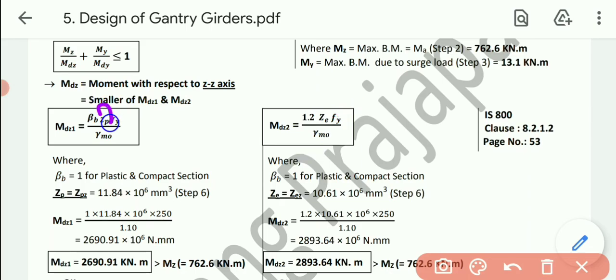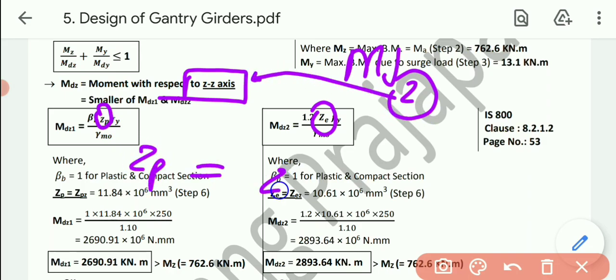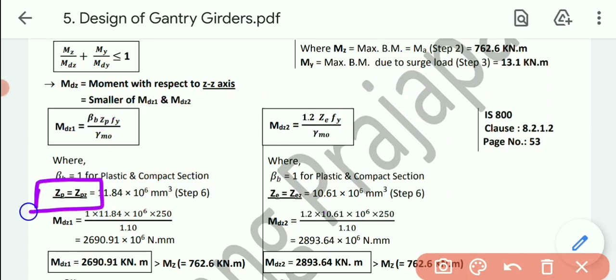So the unknown parameter in this formula is Zp, and in this formula Ze. As we are going to design moment with respect to the ZZ axis, Zp and Ze both are unknown parameters. We have values of Zpz as well as Zpy, similarly Zez and Zey. As we are calculating with respect to the ZZ axis, we will take Zp equals Zpz and Ze equals Zez. In this formula the unknown is Zp equals Zpz, and in this formula Ze equals Zez, and we have both values.